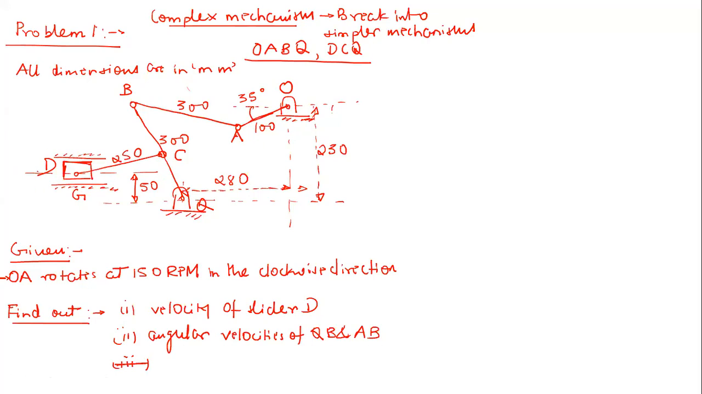Now let us start with this mechanism OABQ. So first we will try to draw the velocity diagram for this one, OABQ. Okay. So can anyone tell me what should be my first step? So what should I do first? First we find out the relative motion of B with respect to A and O. Right. So right now, let us write down the vector equation.